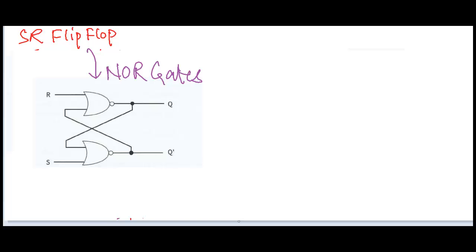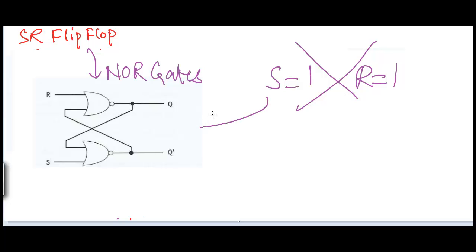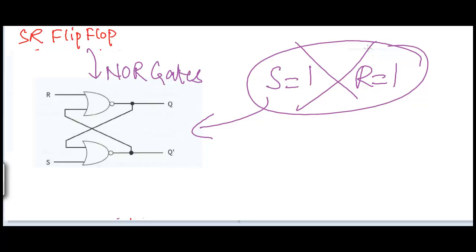Okay, one final point that I forgot to mention was that this input, where S is 1 and R is 1, is not fed to this SR flip-flop. So this input is never fed to this flip-flop because this creates an unstable circuit. So S equal to 1 and R equal to 1 is never fed to the SR flip-flop.